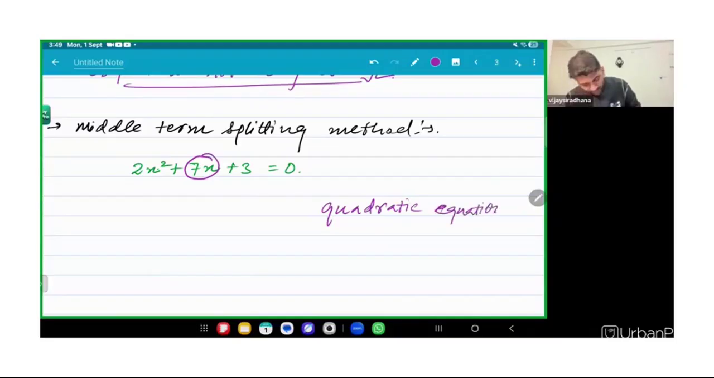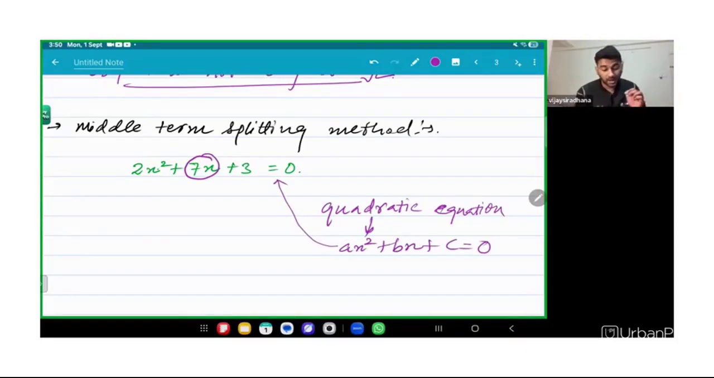Now what do you mean by quadratic equation? Quadratic equation is where there is one variable and the degree is 2. So the quadratic equation will be written in the form of ax square plus bx plus c is equals to 0. Now you might correlate this thing with this, that it is in the form of ax square plus bx plus c. Now in this, we need to split this bx.